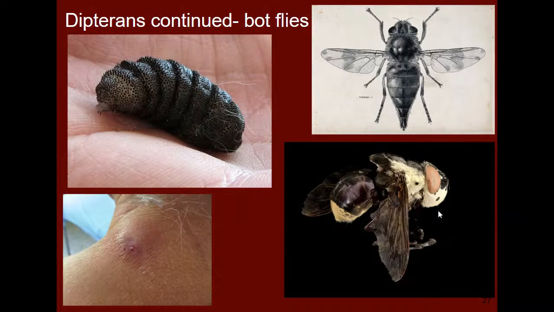And some people call these warble flies. You will see occasionally animals with what looks like a big lump, especially small animals. And it will be one of the bot flies that has laid eggs, and the eggs have hatched, and the larva, the maggots, have burrowed under the skin to develop. But yeah, bot flies, we have a few.